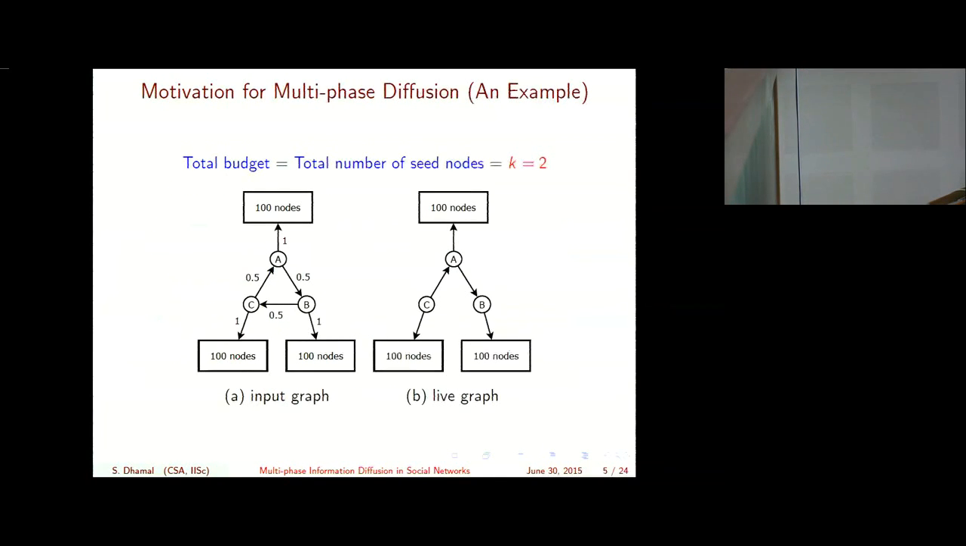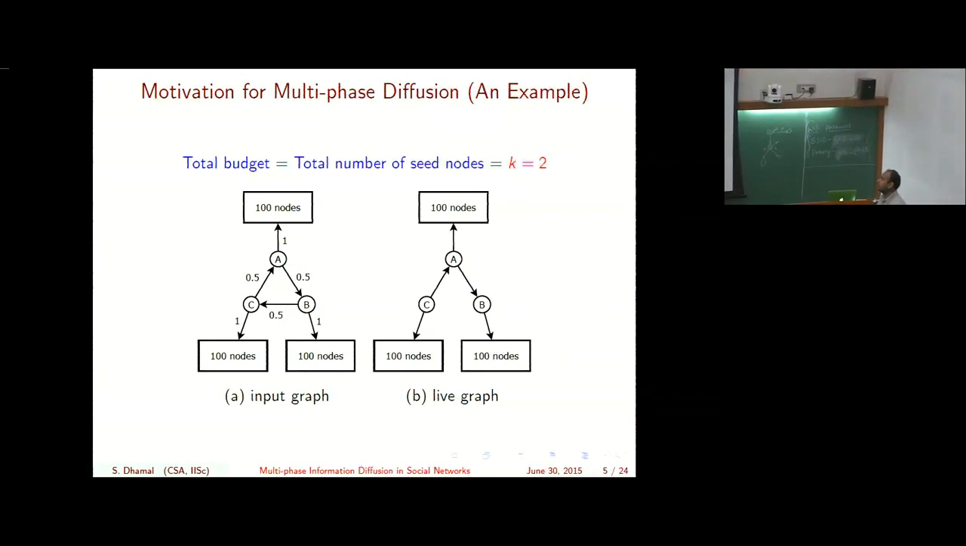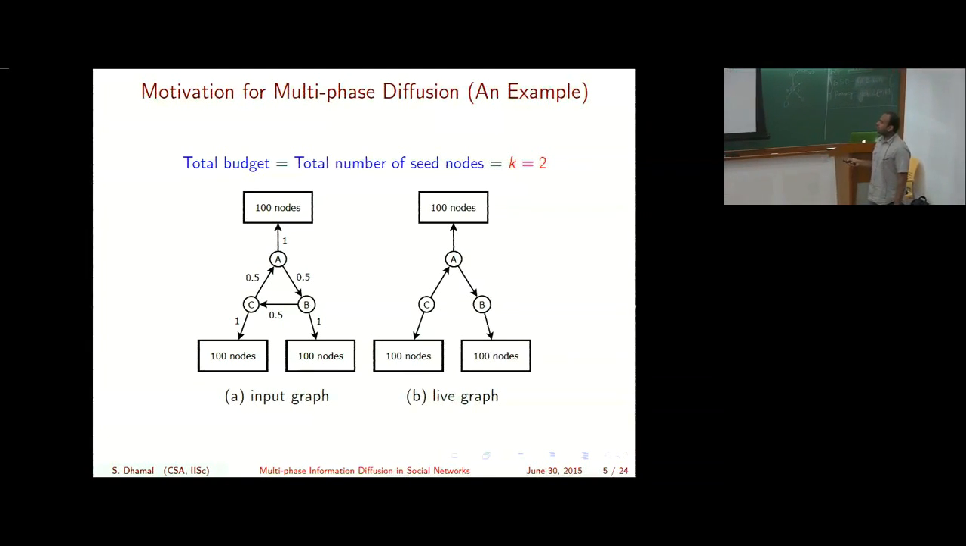Okay, so I'll just give a brief motivation. It's intuitive why multi-phase diffusion should perform well. I will motivate it with a stylized example. Suppose the company has a budget of 2, and this is the stylized social network given to you. Again, as I said, there are these directions of influence, and there are probabilities associated with them. And if this node gets influenced, then it's going to influence this set of nodes with probability 1.